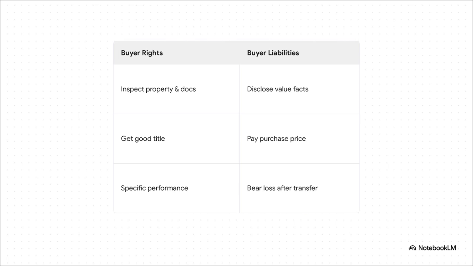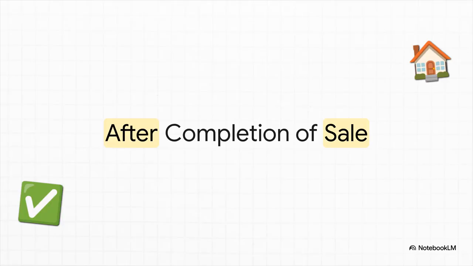Now, corresponding to the seller, we have the buyer. Look at the buyer's rights. 1. Right to inspect property and documents. 2. Right to get good title. 3. Right to specific performance. And the buyer's liabilities. 1. To disclose facts increasing value if known. 2. To pay purchase price. 3. To bear loss after ownership passes. Balancing the seller's obligations with the buyer's obligations directly adjacent to one another, that shows a comprehensive, masterful grasp of the statute.